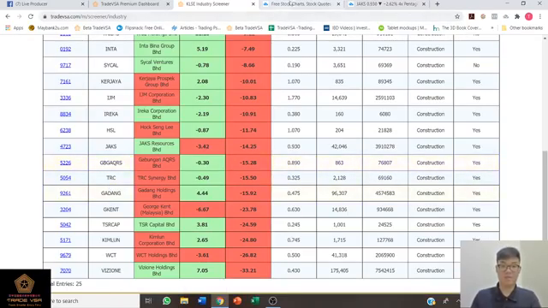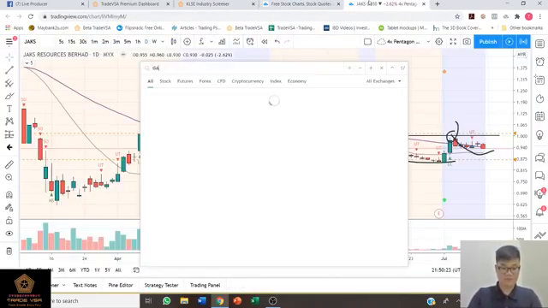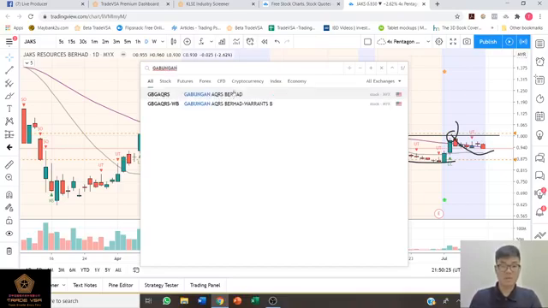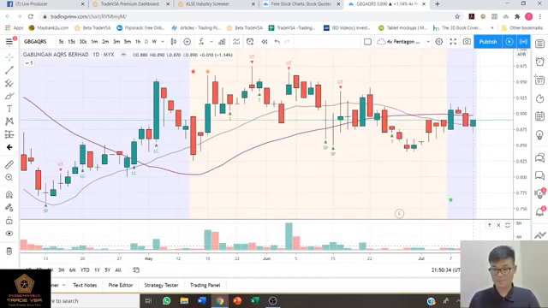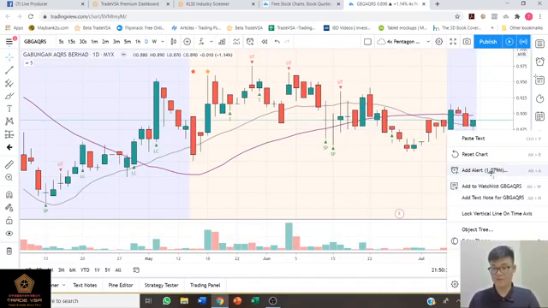How about Gabongan? Gabongan AQRS. Okay, it turns green, but the upthrust is still there. Okay, I need higher volumes for Gabongan.